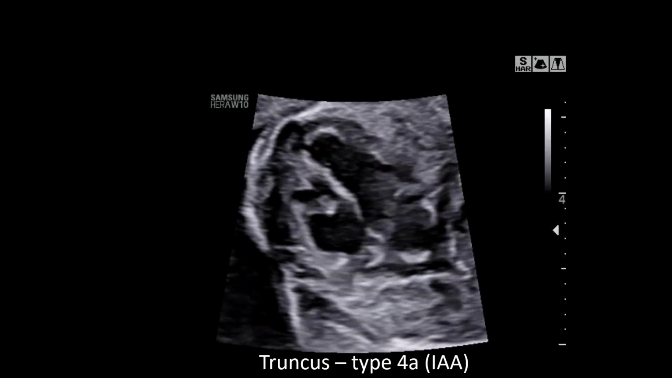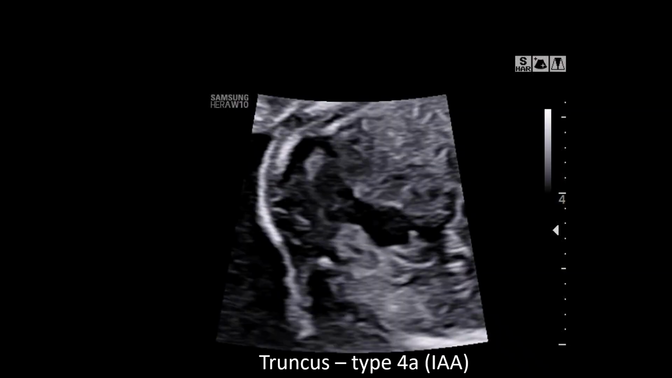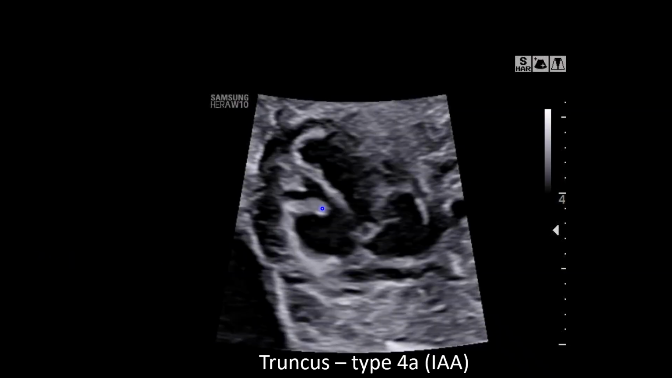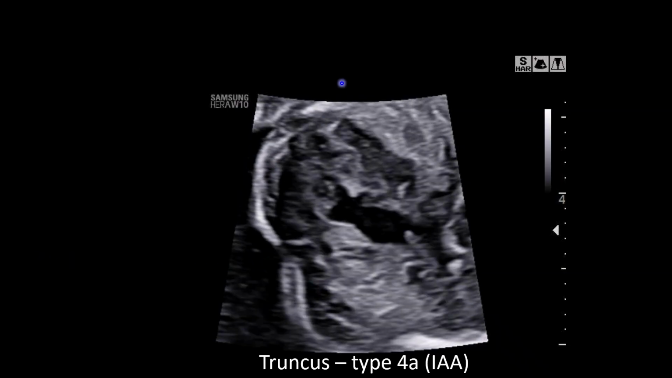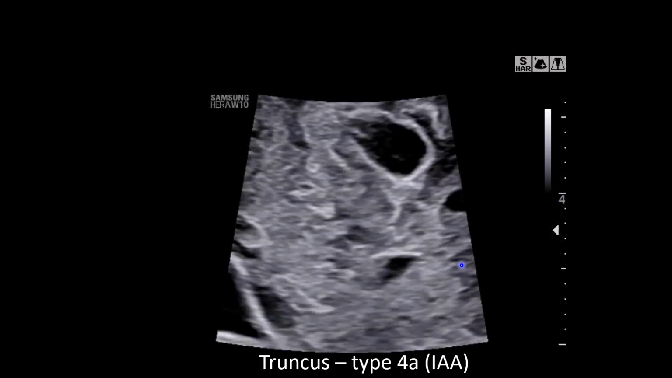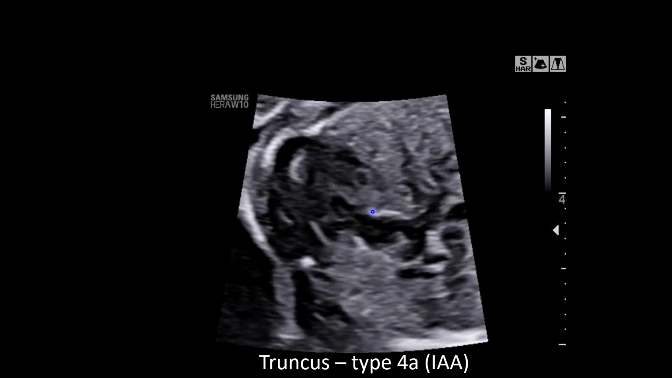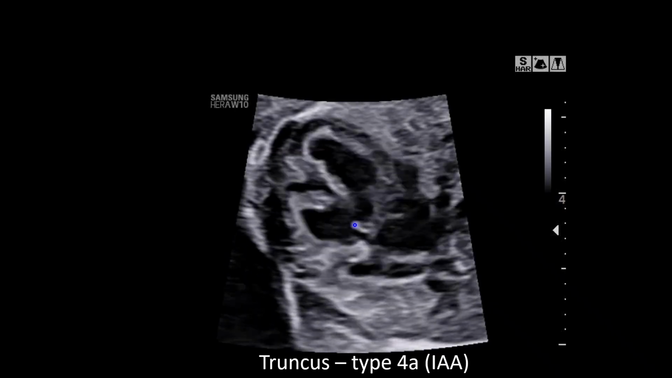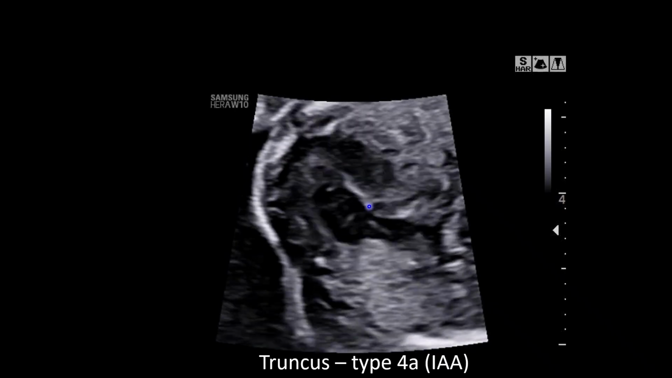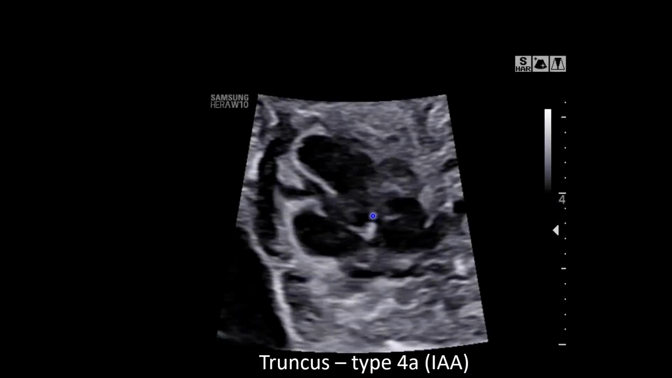Truncus arteriosus type 4A is truncus with interrupted aortic arch. Here, levocardia. This is left. This is right. Posterior here. And we're seeing a single vessel. This is the truncus arteriosus, the truncal outlet here, mostly from the right ventricle again, large outlet VSD.